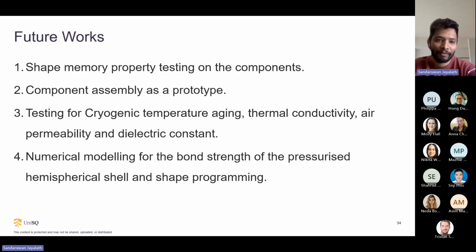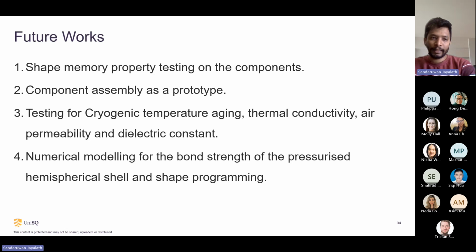Finally, as our future work, one of the things we're going to do is test the shape memory properties of the components, and then the components will be assembled to show the prototype. Also we're going to test the cryogenic temperature aging next week, and we'll be doing thermal conductivity, air permeability, and dielectric constant tests depending on the time we have, as it would be better for the final application. And also numerical modeling for the bond strength. I'm currently doing it now, numerical modeling for the bond strength of the pressurized hemispherical shell, and also for the shape programming.